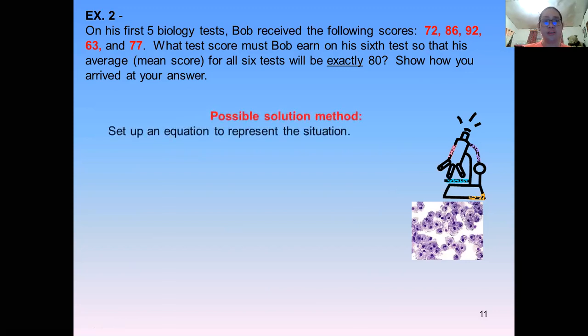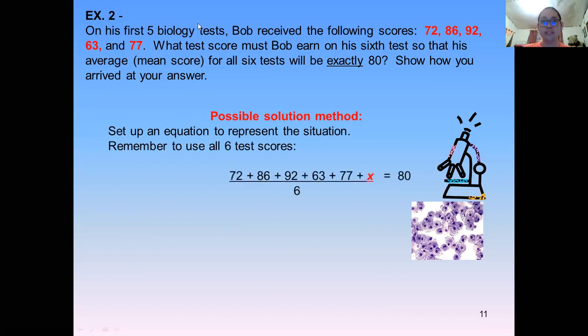Possible solution or method: set up an equation to represent the situation. Remember to use all 6 test scores. So you have 72 plus 86 plus 92 plus 63, and then we add x because we don't know it. This is what we are looking for. Divide by 6 because you are looking for the 6th test score of Bob in biology. It equals 80. This is our target average. So you just multiply 6 times 80.